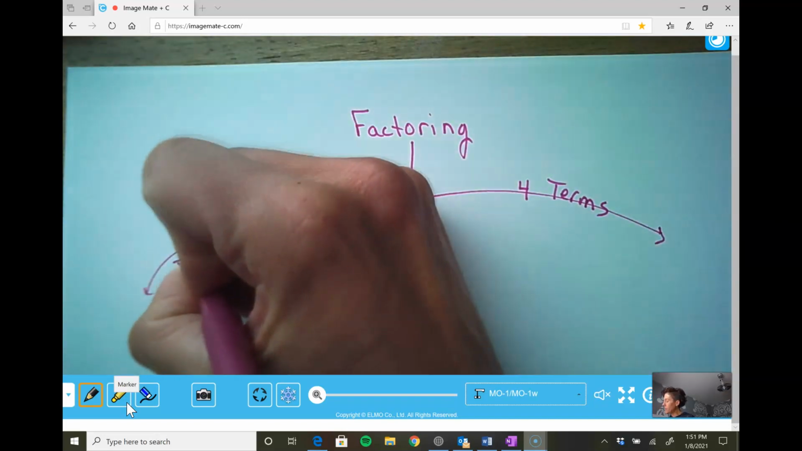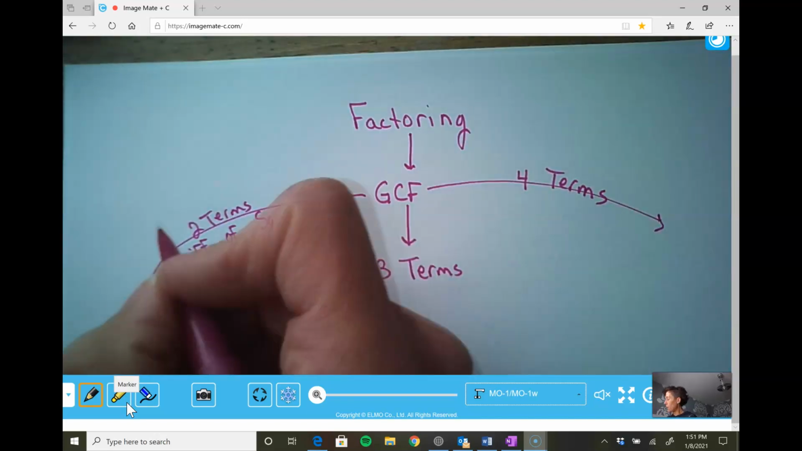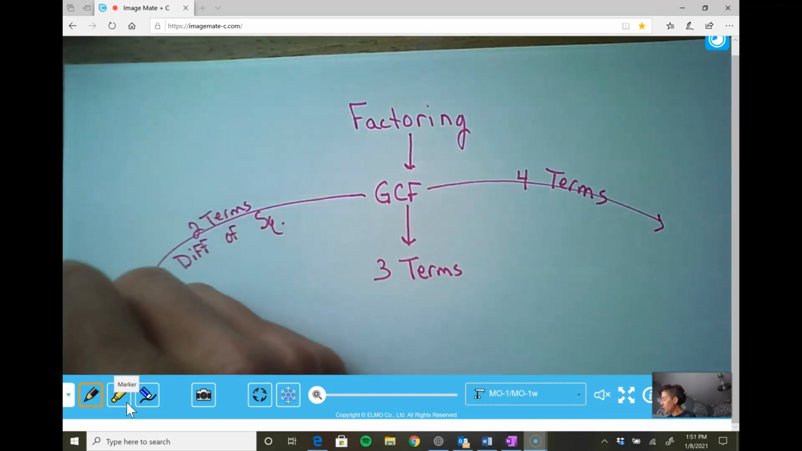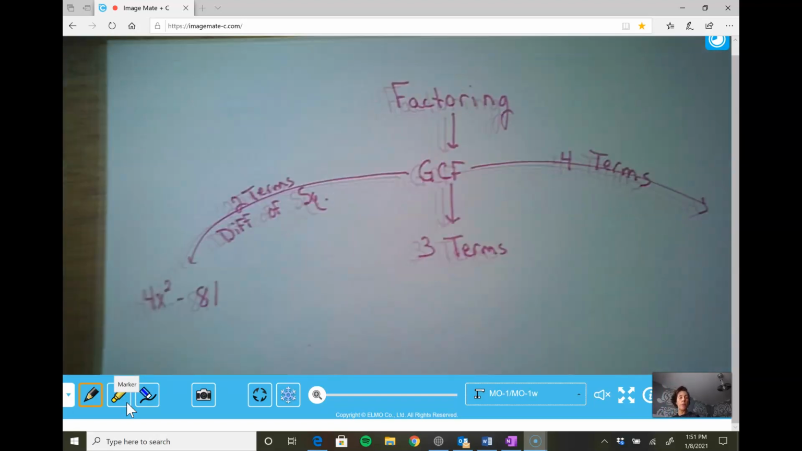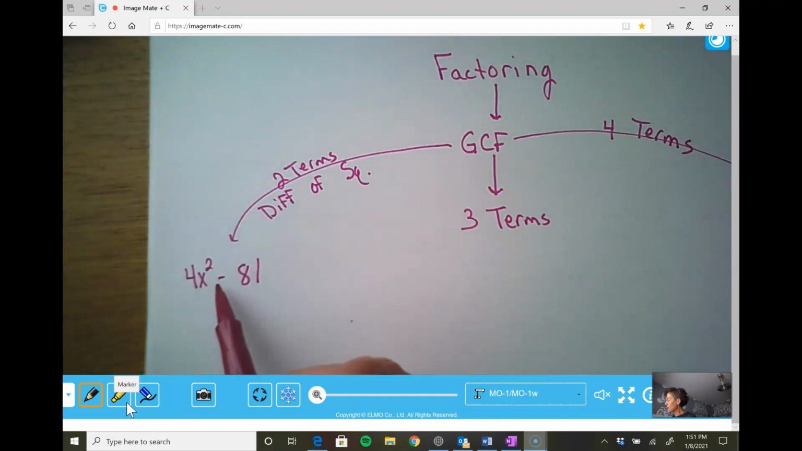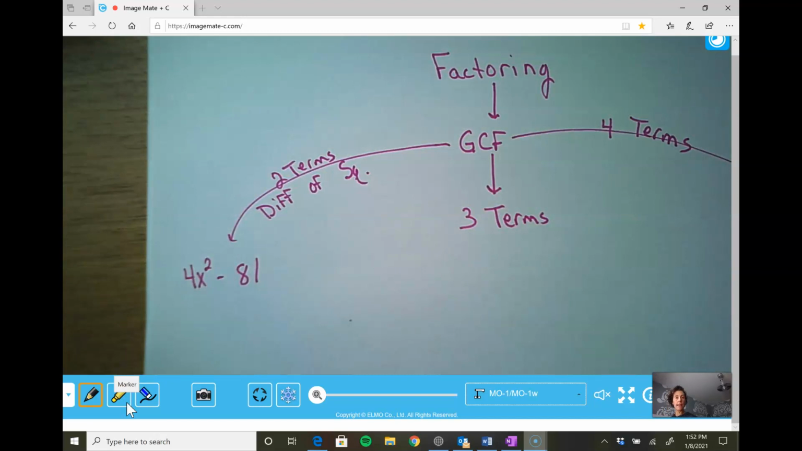It's called the difference of squares. And so the example that I want to use here is just this 4x squared minus 81, for instance. So remember, it gets the name difference of squares because the subtraction is the difference, and the squares is because each term has a nice square root.